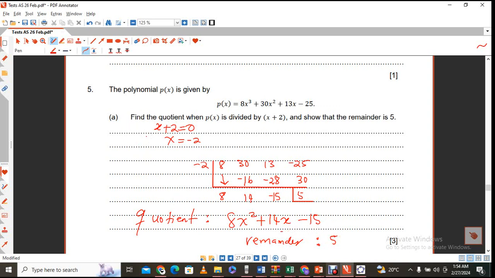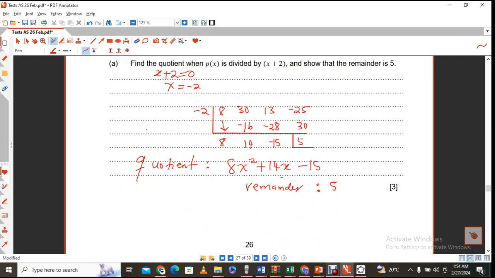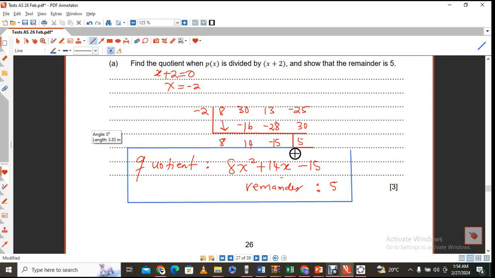Okay. Of course, you're welcome to do long division if you so wish. You would realize that you would also arrive at the same quotient and at the same remainder. Some people use the remainder theorem just to prove what the remainder would be, but we already know that the remainder is going to be 5. All right, so that's what we're looking for there.